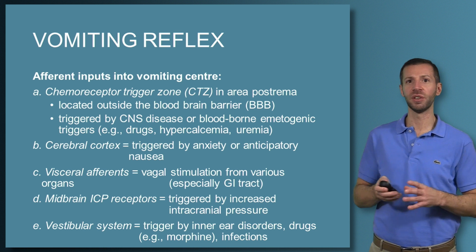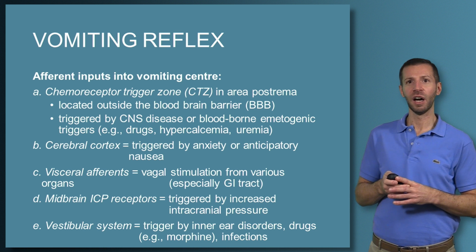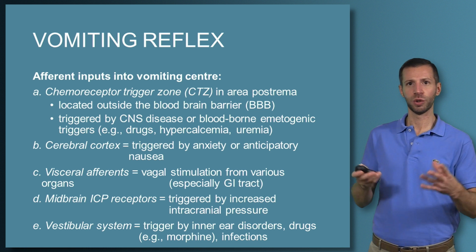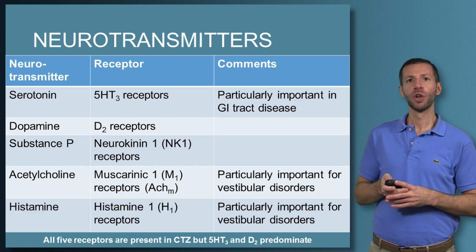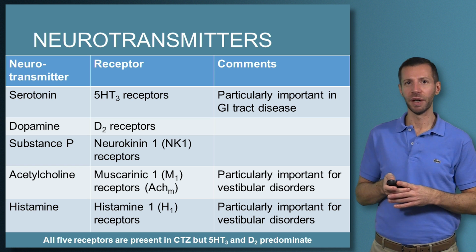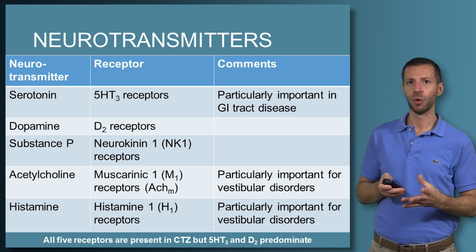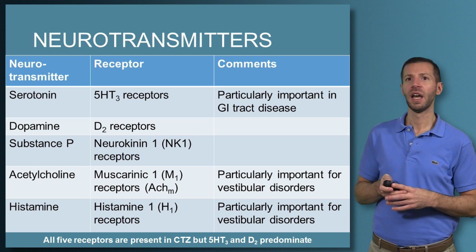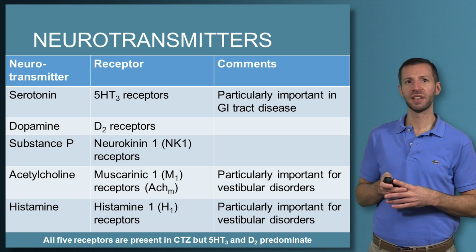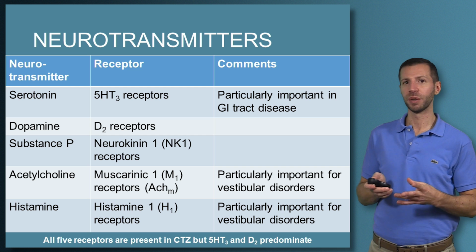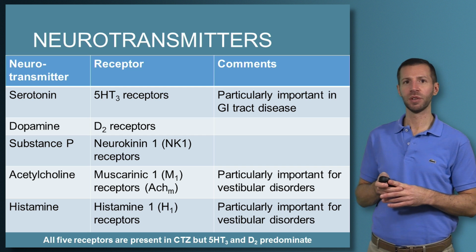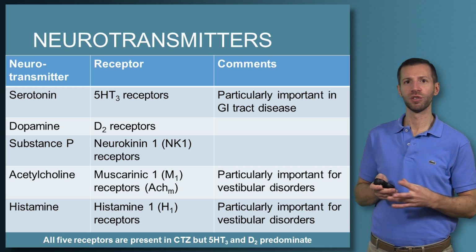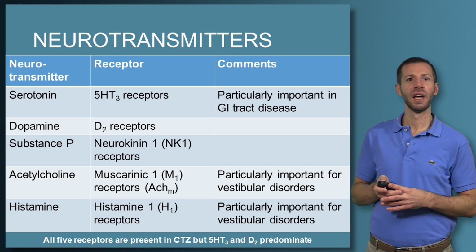But all these, again, input into the vomiting center, which is located in the medulla, and that then sends its sort of triggers. So there are various neurotransmitters to be aware of. These include serotonin, and the particular receptor that's involved is 5-HT3. This is particularly important in GI tract disease. Dopamine, particularly with respect to the dopamine 2 receptors. There's a neurotransmitter called substance P, and the receptor associated with this is neurokinin 1.